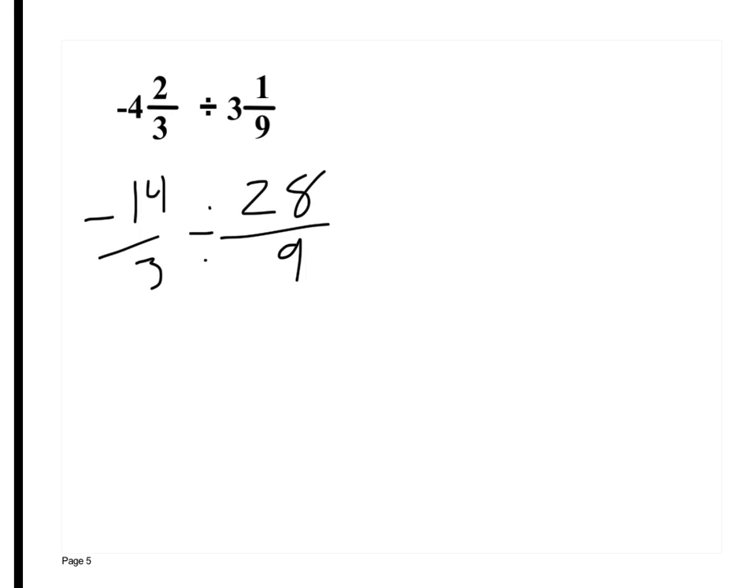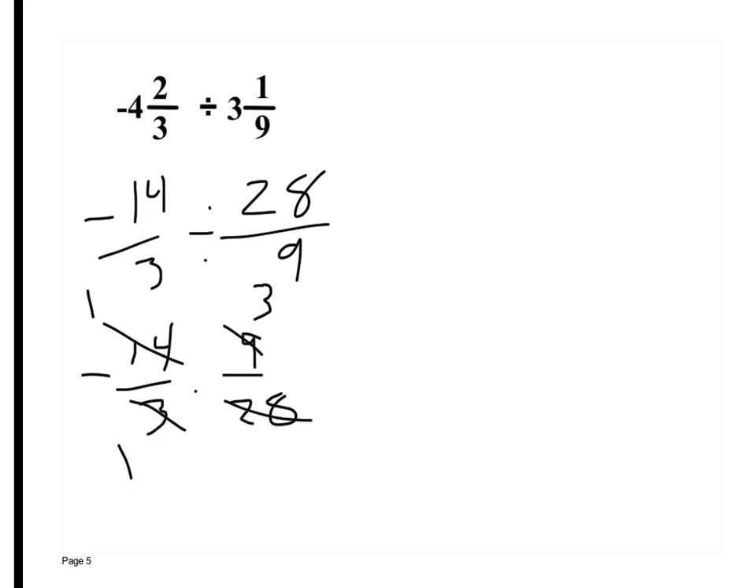We can't divide by a fraction, so we times by the reciprocal. So 9 over 28. Okay. Now we can reduce. 3 divided by 3 is 1. 9 divided by 3 is 3. 14 divided by 14 is 1. 28 divided by 14 is 2.